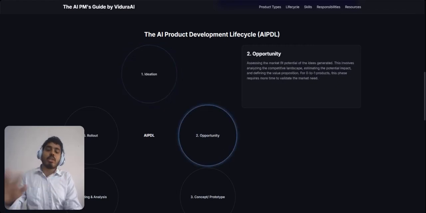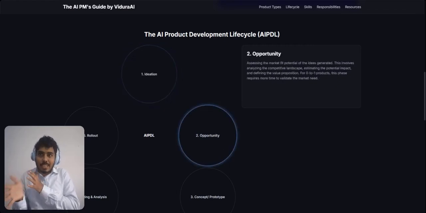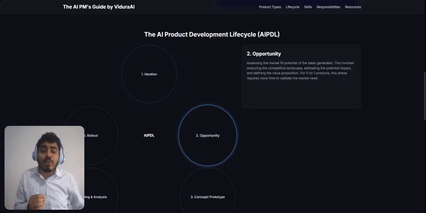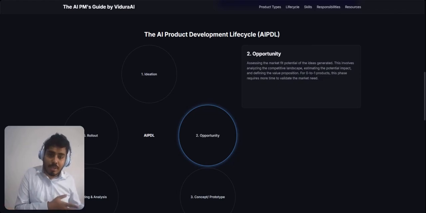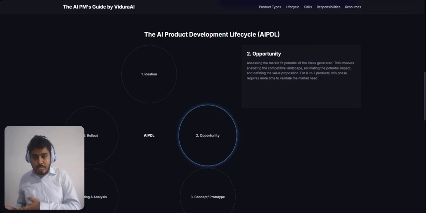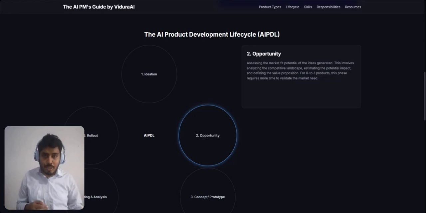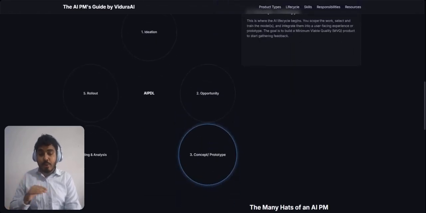Let's move on to stage 2, opportunity. Here we are assessing the market fit potential for our ideas. This involves analyzing the competitive landscape, estimating potential impact, and defining our value proposition. For 0 to 1 products, this phase requires significantly more time to validate market need. Then let's move on to the next step, concept and prototype.